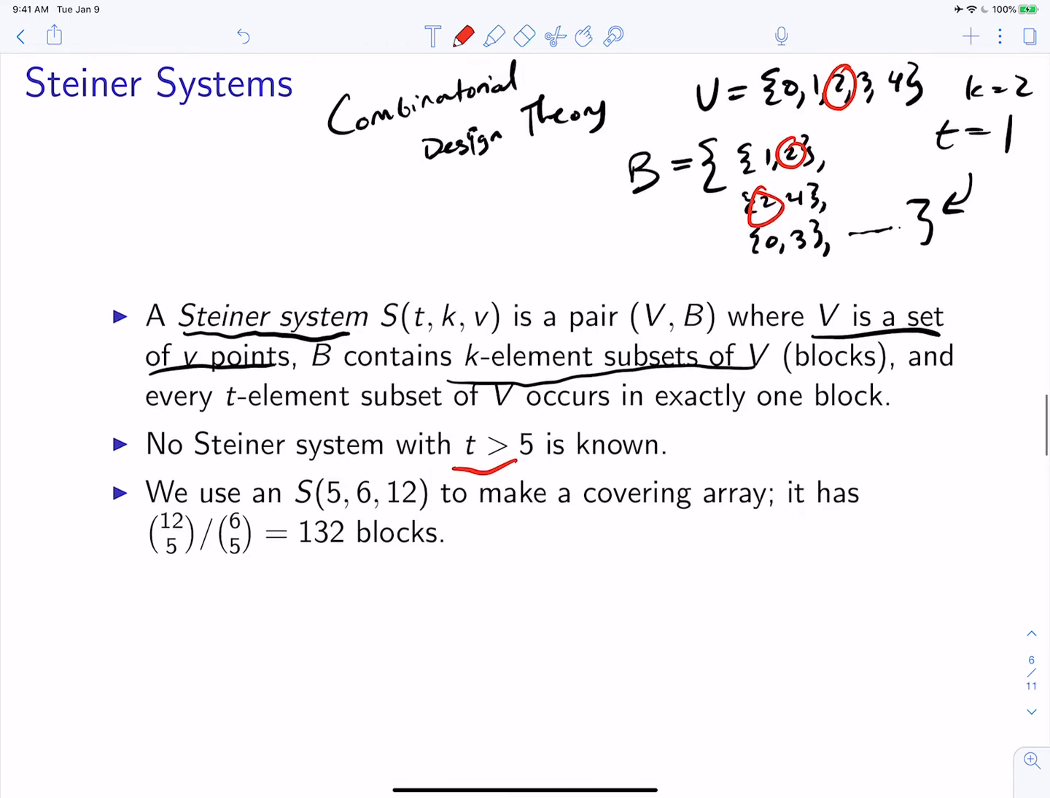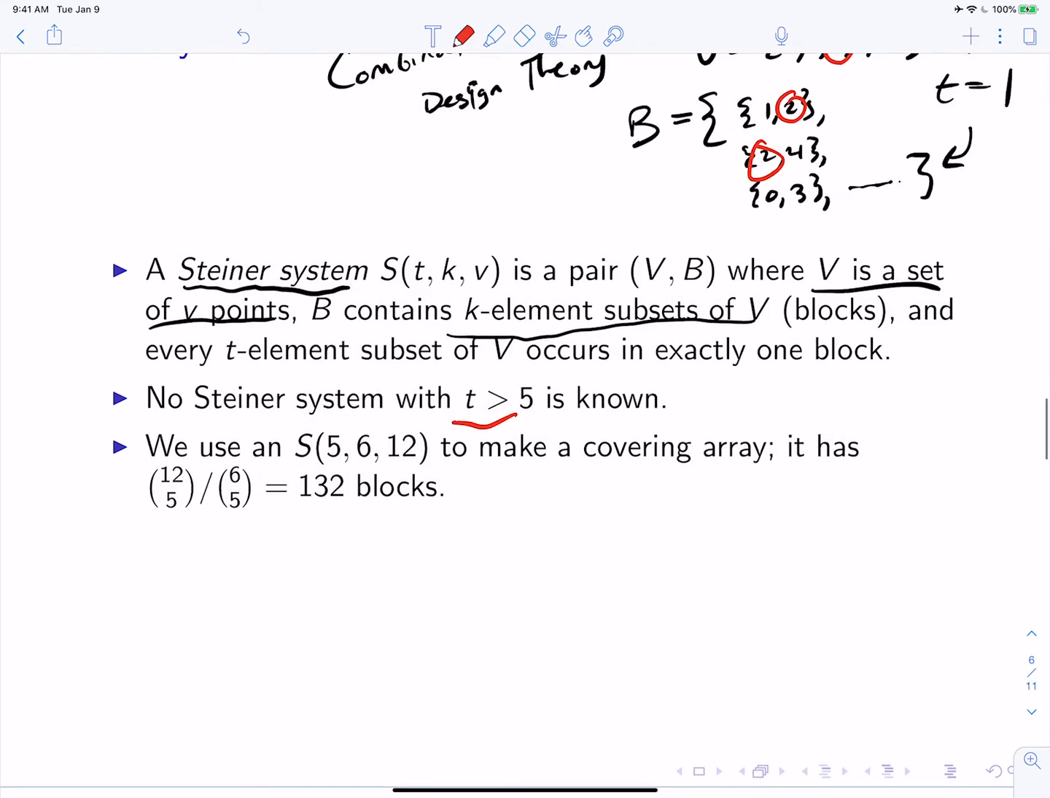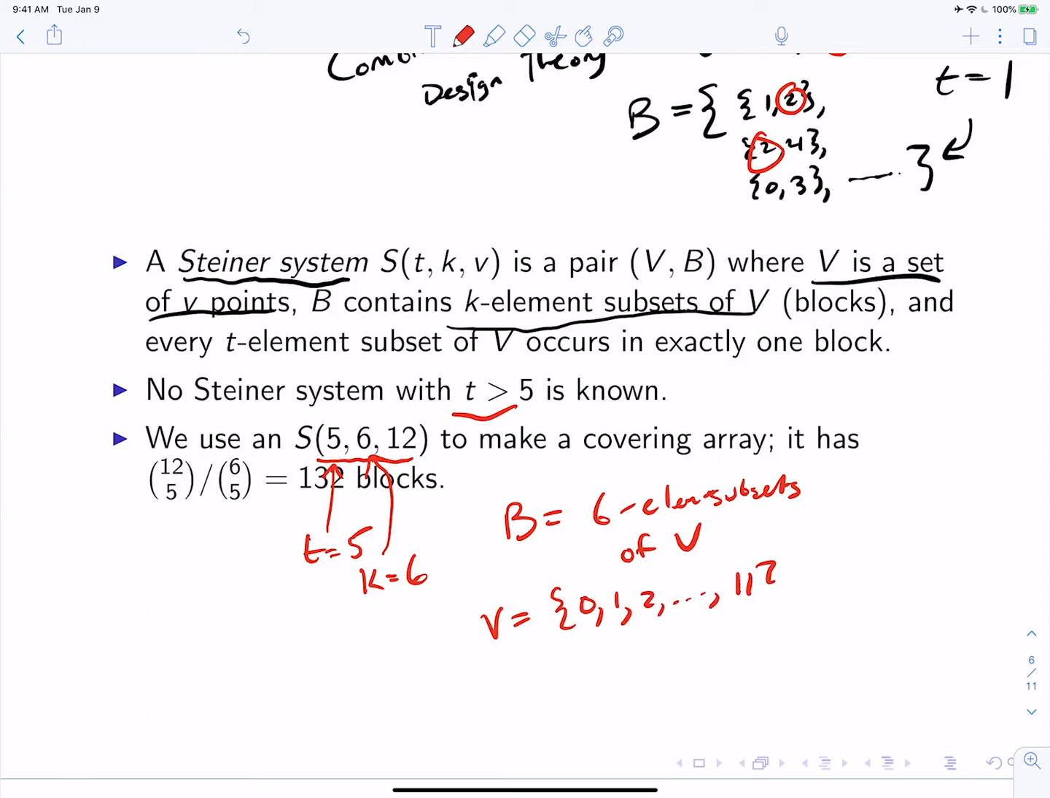But we'll give an example right here of how you can use a Steiner system to construct a covering array. So how do you use it? The example we're looking at has the first parameter T, which is 5. So remember, we want every 5-element subset to appear in exactly 1 block. We're going to have K be 6, so the blocks are going to be 6-element subsets of V, where V, without loss of generality, is 0, 1, 2, up to 11, because we have 12 here. So V has 12 elements, 0 through 11.